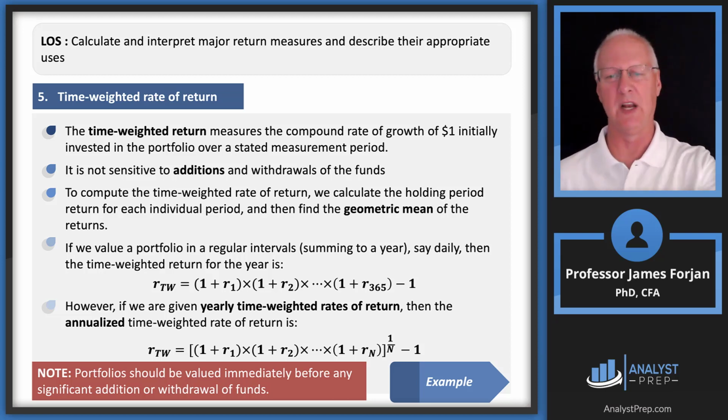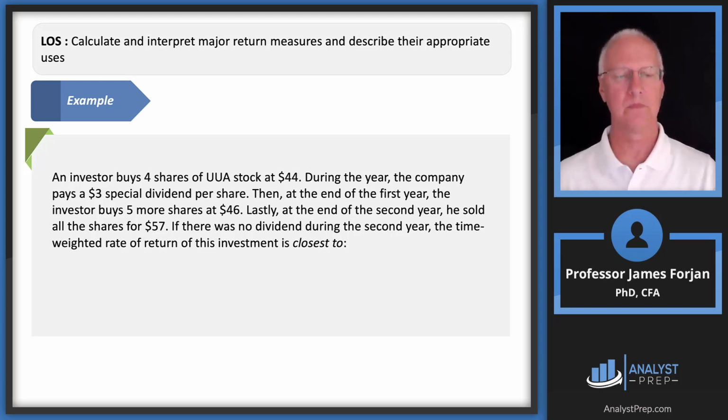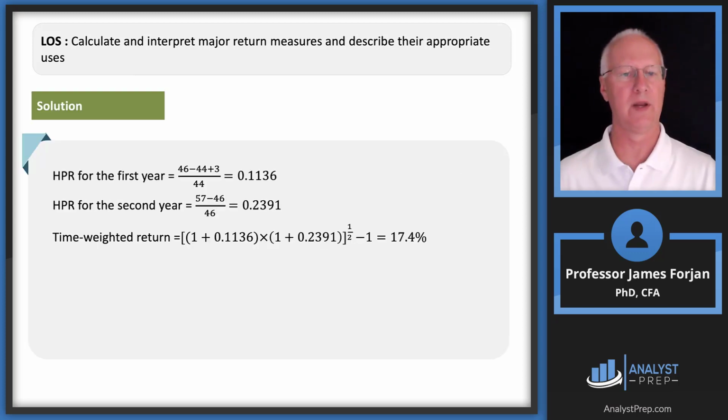Now, that's a really good way to get you a good sense of what a time-weighted return is. But skip down to that last teardrop point. This is probably how it will be given to you, where you're given annualized returns. There's the R1 and the R2. And then you just do this exactly like we did the geometric return. Quick example here. $44, $3 dividend, 46. 57, no dividend during that last time period, time-weighted return.